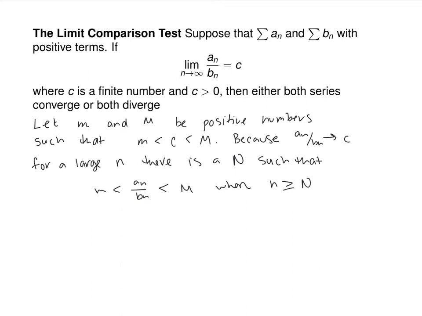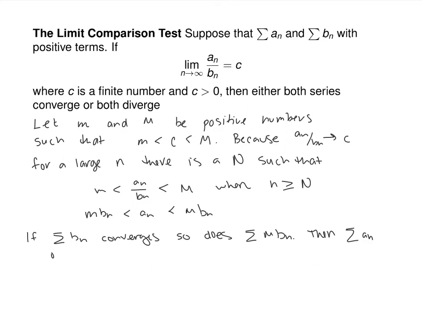So if you go far enough out, eventually a_n over b_n is sandwiched in between these two things. Multiplying both sides by b_n, we have little m times b_n is less than a_n, which is less than big M times b_n. Okay, so here's what we know. If the sum of b_n converges, so does the sum of the number M times b_n. Multiplying by a constant won't affect convergence. And then the sum of a_n will converge by direct comparison. So we've shown that a_n and b_n do the same thing. If b_n converges, so does a_n.